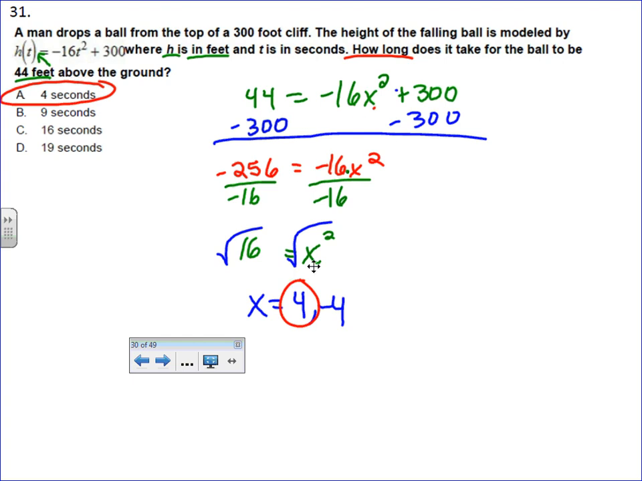Some people might have found a different way to do it, which is fine, but this is, to me, the fastest way, and it's remembering that when you take the square root, you have two answers.